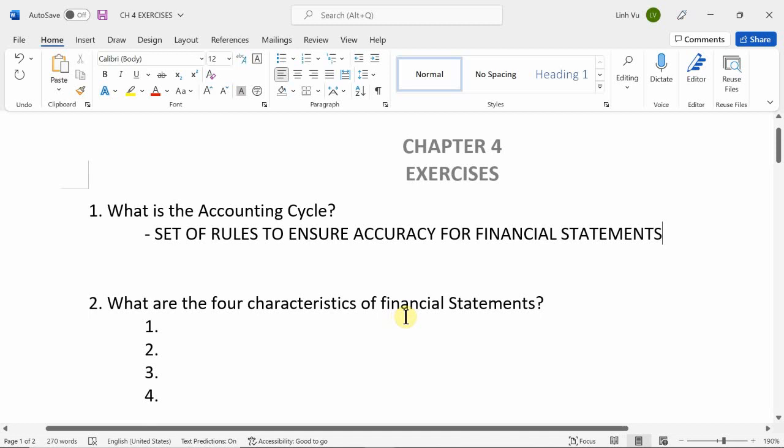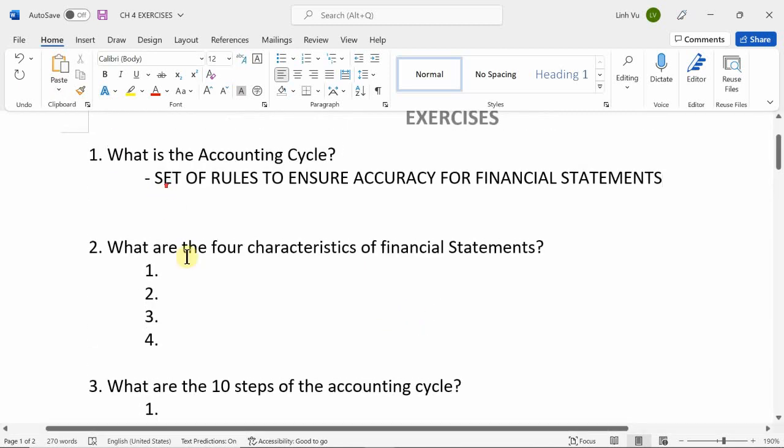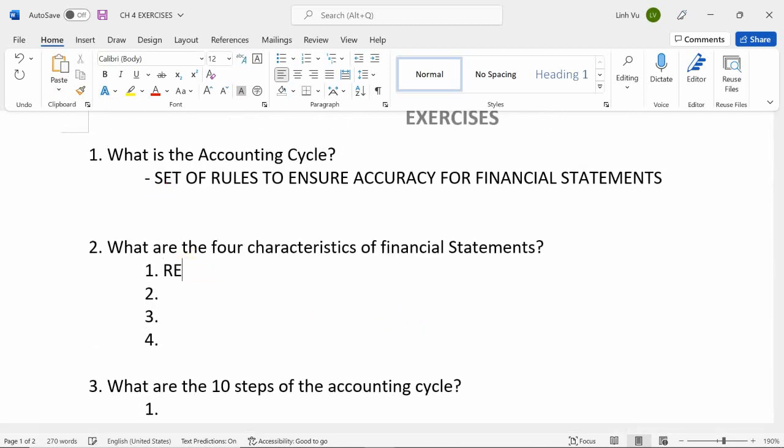What are 4 characteristics of financial statements? Reliable, relevant, consistent, comparable.